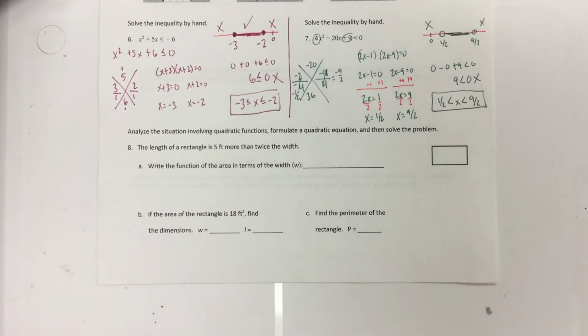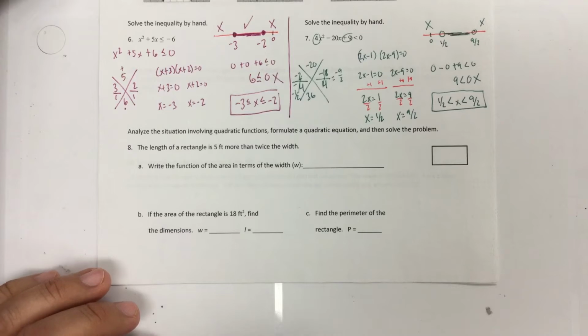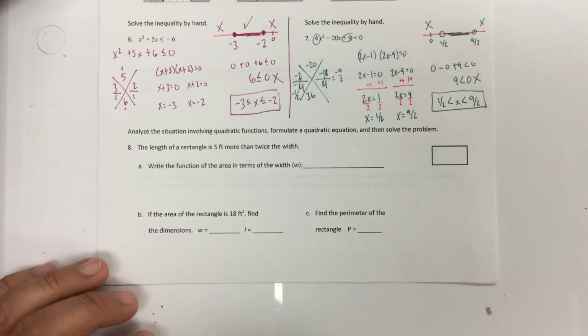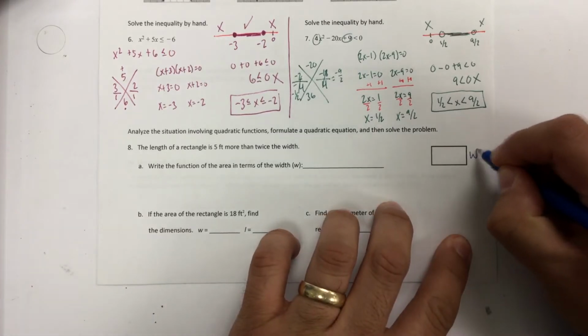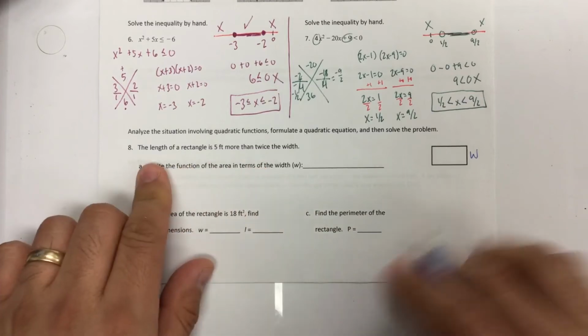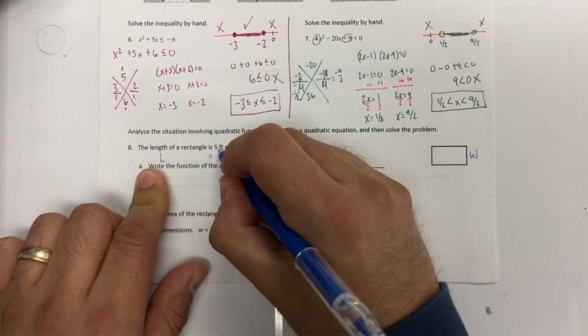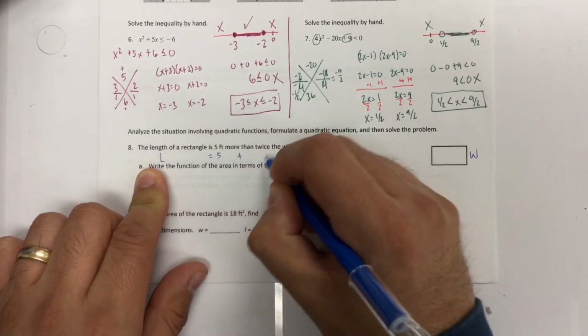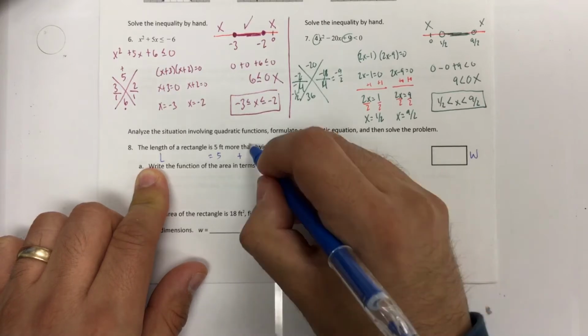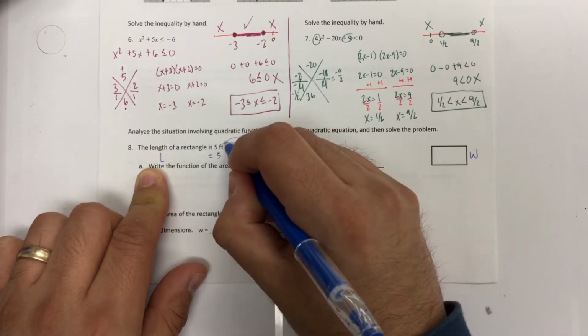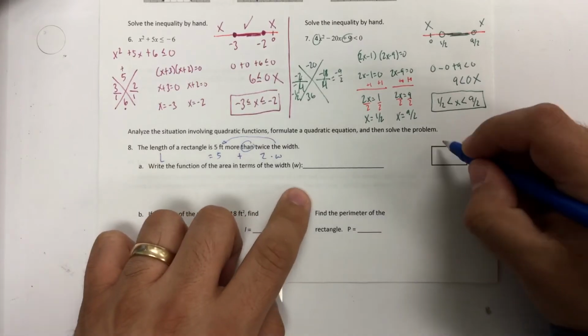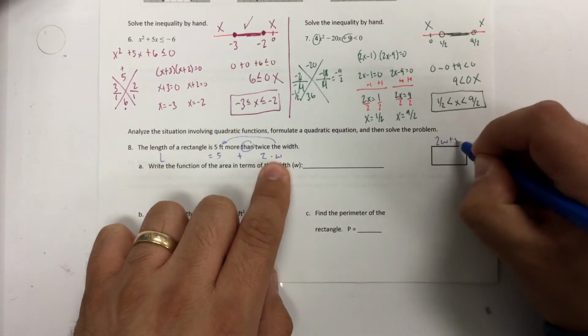Number 8. Number 8 says, analyze a situation involving a quadratic function, formulate a quadratic equation, and then solve the problem. All right, so the length of a rectangle is 5 feet more than twice the width. Write the function of the area in terms of the width. Okay, so we know the width is w. And so this one, remember, length is 5 feet more than twice the width. And the word than is a turnaround word, so instead of writing 5 plus 2w, we write 2w plus 5.